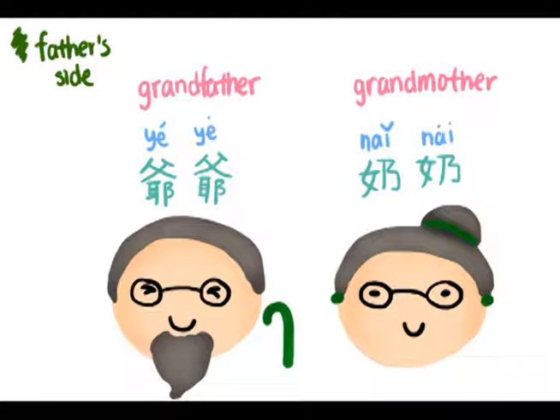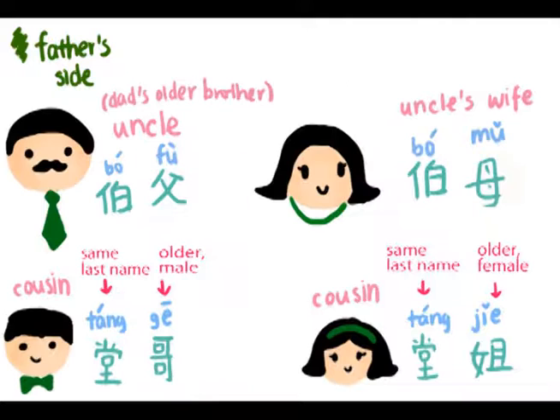爷爷 is grandfather or your father's father. 奶奶 is grandmother or your father's mother. 伯父 means uncle or your father's older brother. 伯母 is your 伯父's wife or your father's older brother's wife.